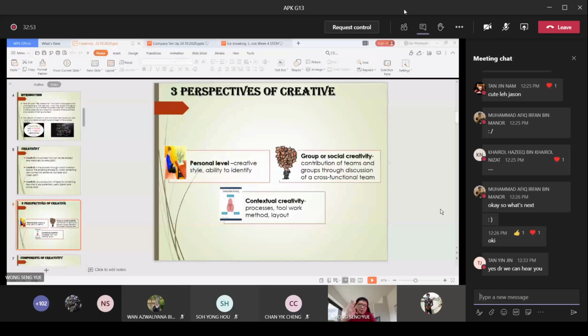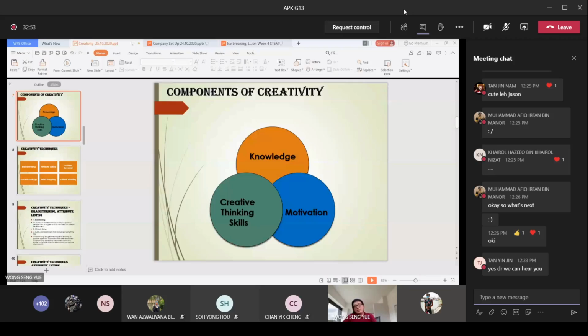There are three components of creativity you have to know. If you want to apply creativity into this product, first, you should have some knowledge of how to build and create this handphone itself. At the same time, you should have creative thinking skill. For example, normally my competitor will put the camera in this position, so I'm going to change it. If I am able to think creatively, I have already applied my creativity in making this product. So creative thinking skill is another core component of creativity.